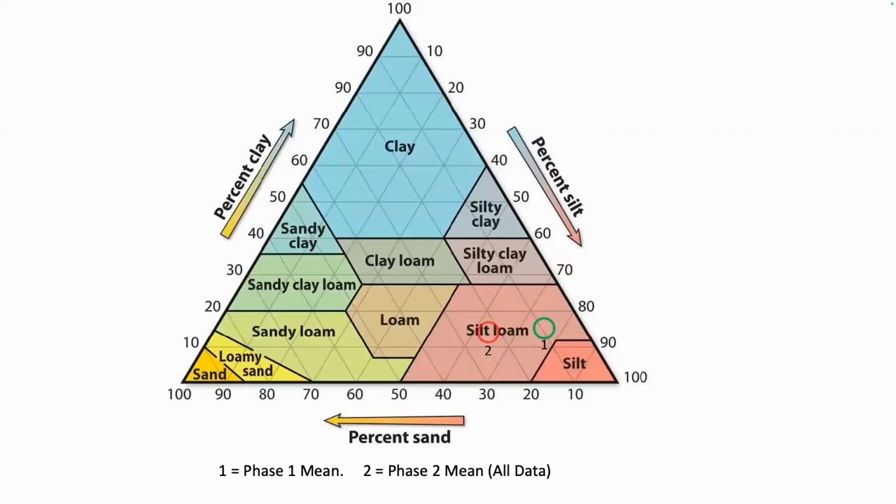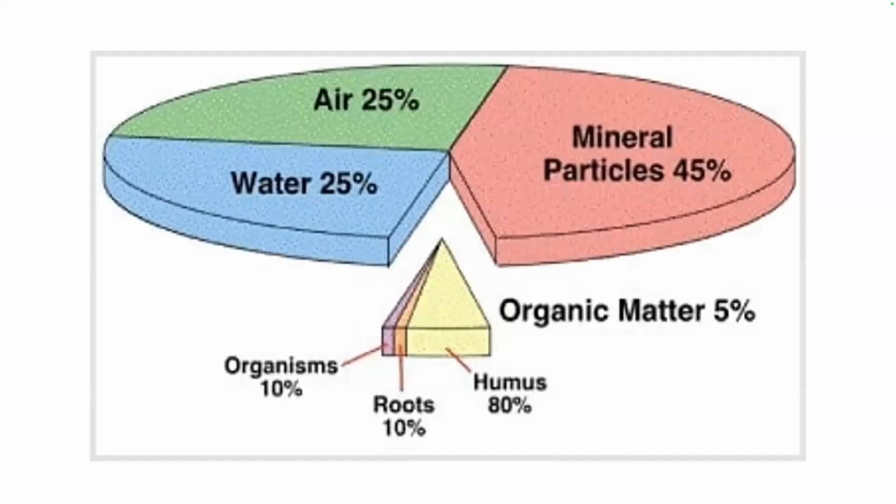But if you plot those, the green arrow is where this plots on these soil diagrams based on the percent silt, clay, and sand. Number 1 is phase 1 before, and number 2 is afterwards, and they're still both classified as a silt loam, just with more sand in the second phase.